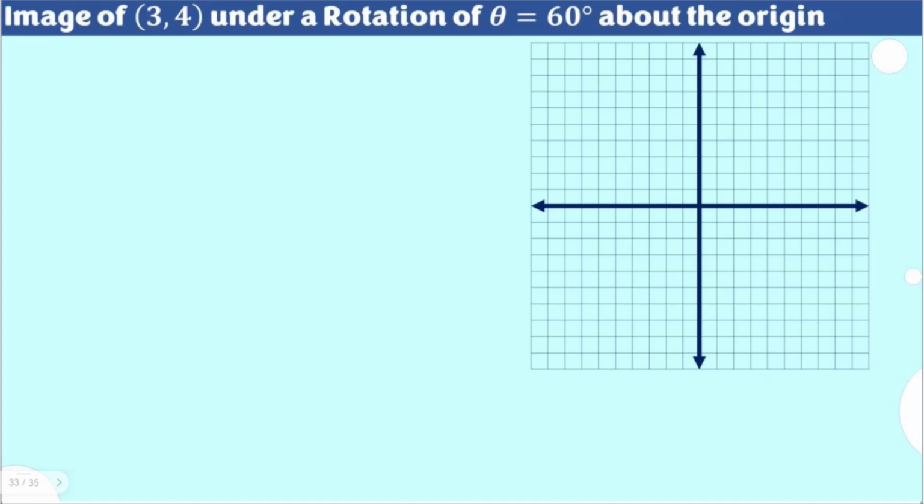To determine the image of (3, 4) under a rotation of 60 degrees about the origin, let's start by plotting the said point on our Cartesian plane. You have here 1, 2, 3, and 1, 2, 3, 4. This is our point, (3, 4). This is where our initial side should be written. Okay, that's our initial side.